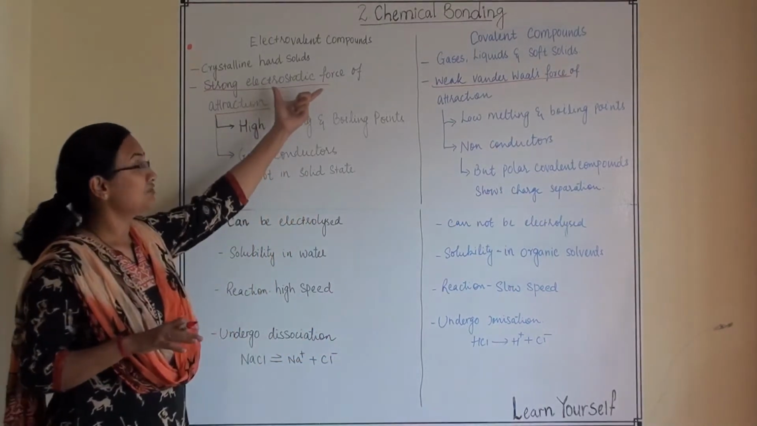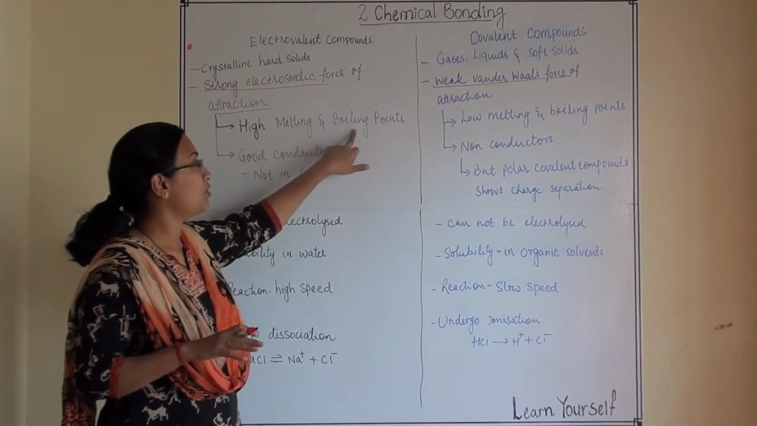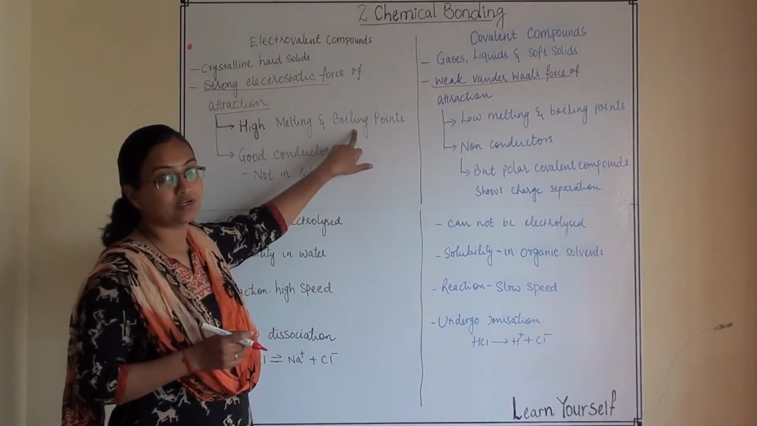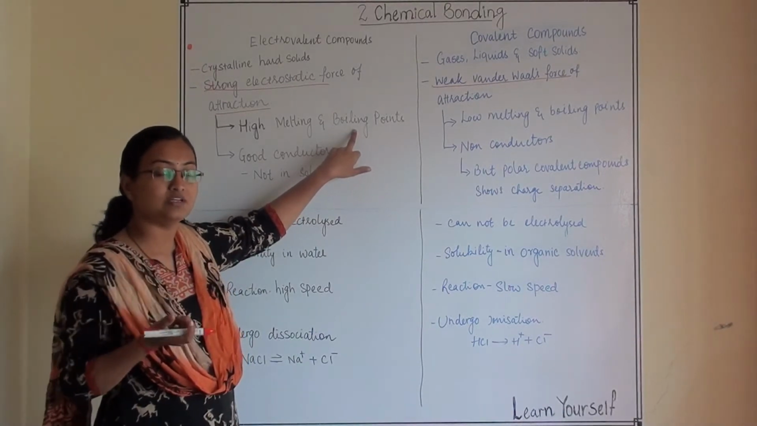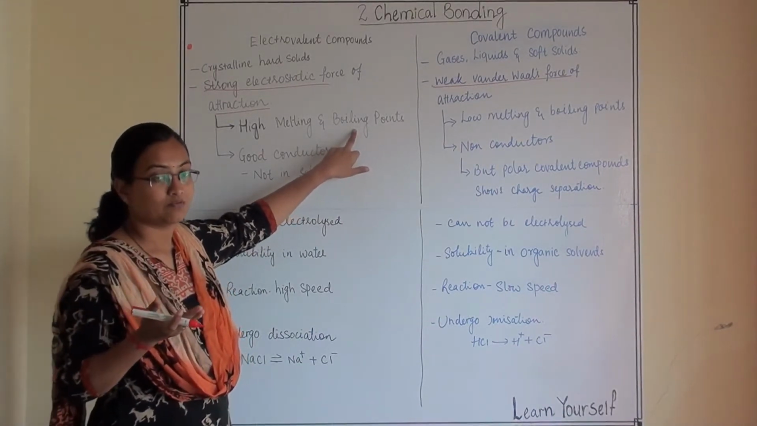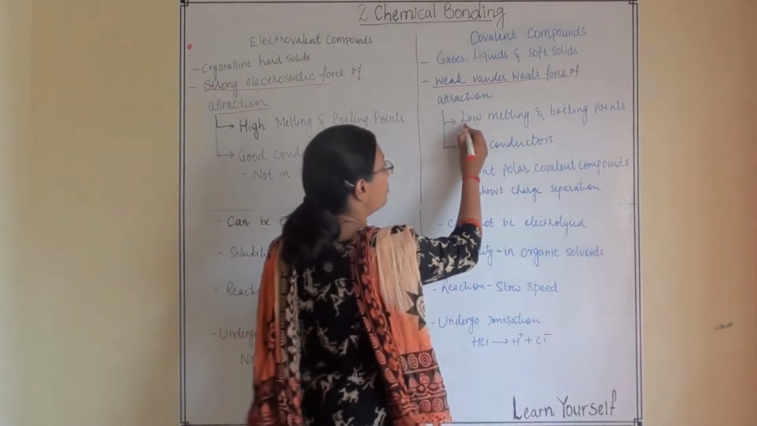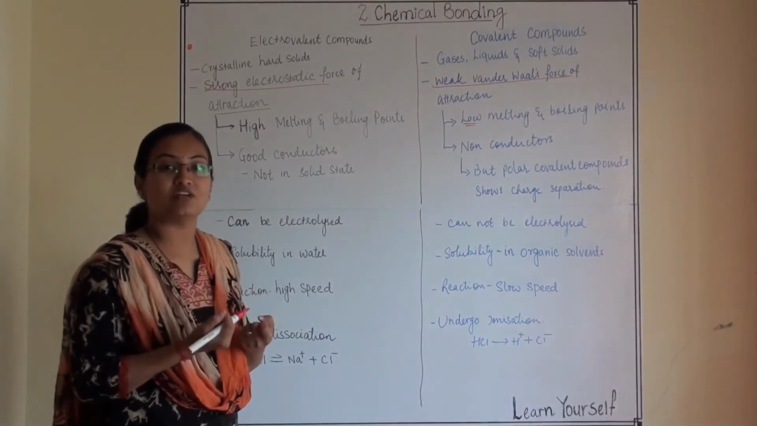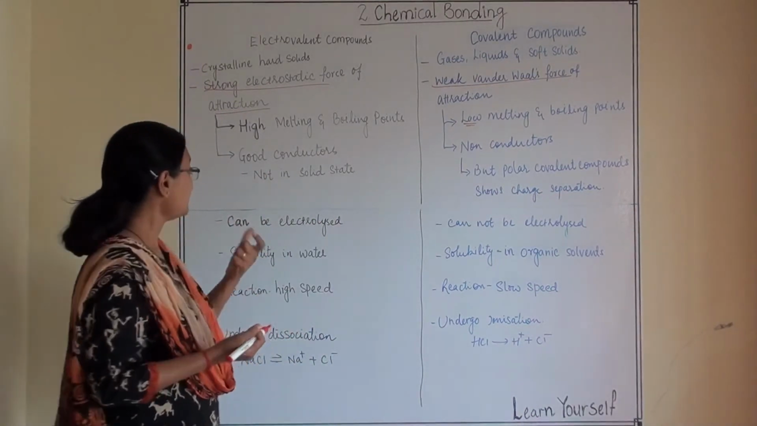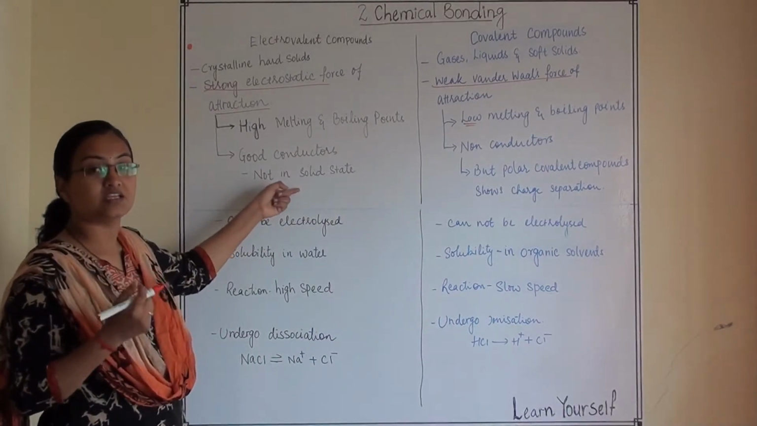And because of the high force of attraction, there will be a high melting point and boiling point in an electrovalent compound. The energy required to melt a solid and to boil a liquid will be high when the force is more. Whereas here, a low melting point and low boiling point will be there because the force of attraction is less. They are good conductors of electricity and heat.